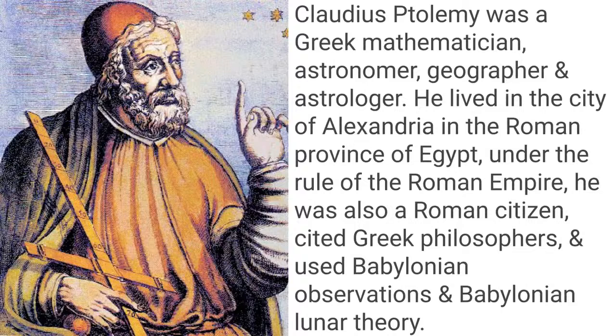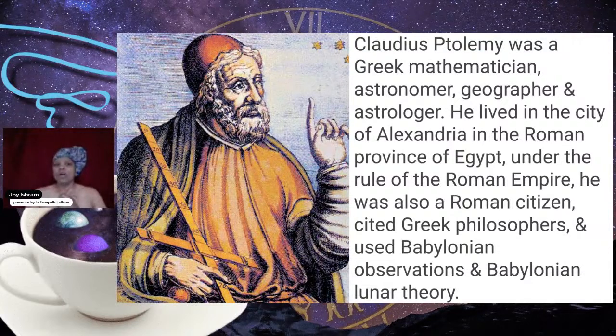All right. So Claudius Ptolemy was a Greek mathematician, astronomer, geographer, and astrologer. He lived in the city of Alexandria in the Roman province of Egypt under the rule of the Roman Empire. He was also a Roman citizen, cited Greek philosophers, and used Babylonian observations and Babylonian lunar theory. Now, right quick, we looking at this guy was Greek, and he cited Greek philosophers, which means he repeated them. That's called hearsay. And he used Babylonian observations. He used somebody else's observations and their lunar theory.